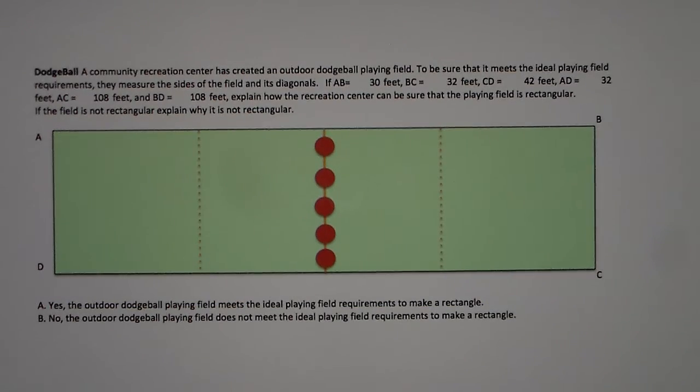Alright, last problem. Dodgeball. A community rec center has created an outdoor dodgeball playing field. To be sure that it meets the ideal playing field requirements, they measure the sides of the field and its diagonals. If AB, this top length, is 30 feet, BC is 32 feet, CD is 42 feet, and AD is 32 feet. AC across the diagonal is 108, and BD is 108.